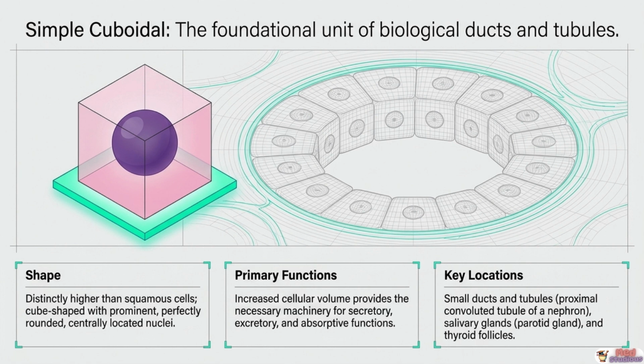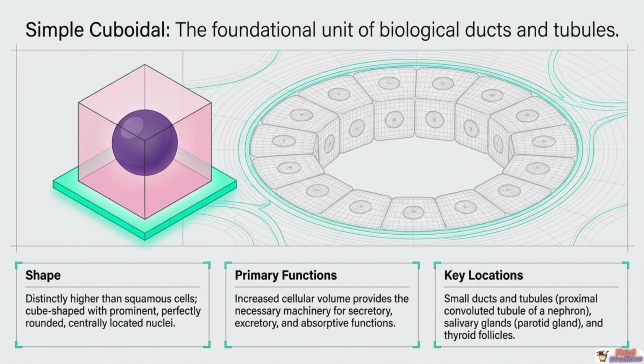These cells are distinctly taller and more voluminous than squamous cells, appearing roughly cube-shaped with equal height and width. Their nuclei are large, perfectly rounded, and centrally located. When you look at a cross-section under the microscope, the nucleus looks like a clean, dark sphere sitting in the exact center of the cell. This large, prominent nucleus is a visual clue that these cells are metabolically very active. And that is exactly the point.